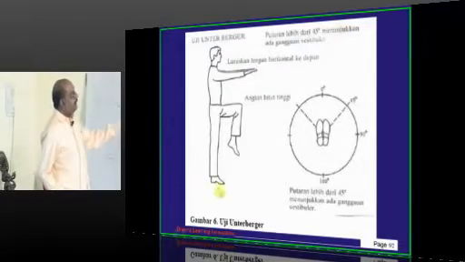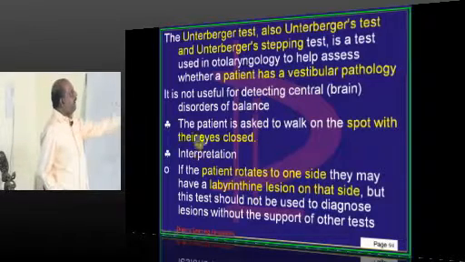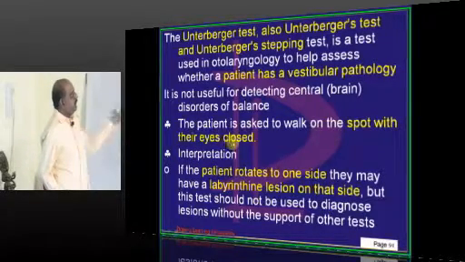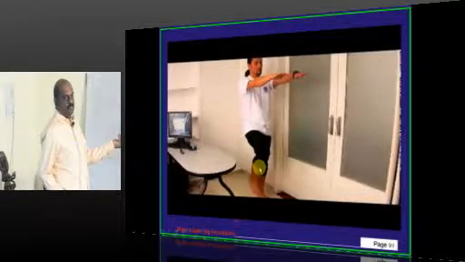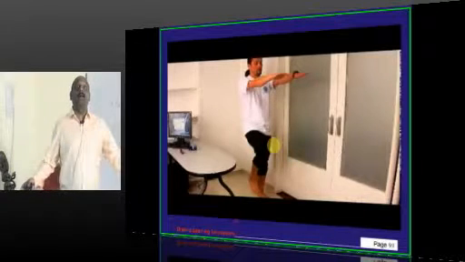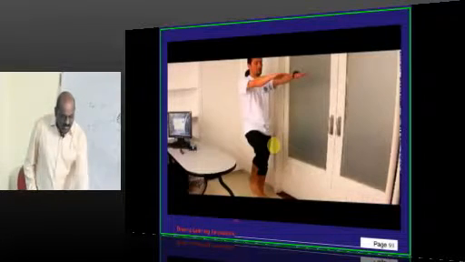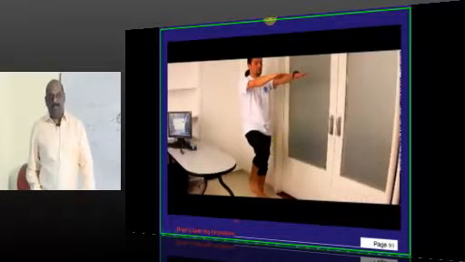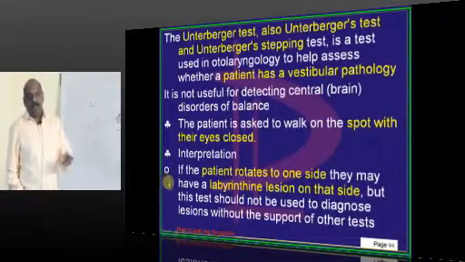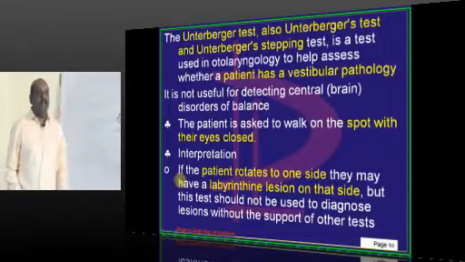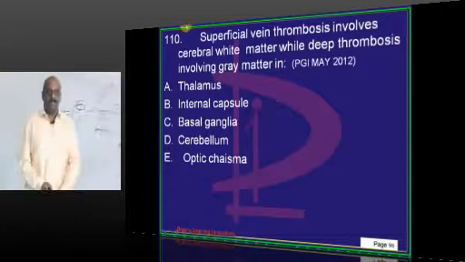Very simple. Typically you will ask the patient to close the eyes and walk on the spot. In Romberg, what do you do? Once with eyes open and once with eyes closed, you will ask him to walk on a straight line. So if any swaying is there you will look for it. Unterberger is also more or less similar. It will help you to detect vestibular pathology, not a central cause of the imbalance, is what you need to appreciate. Now comes general medicine.